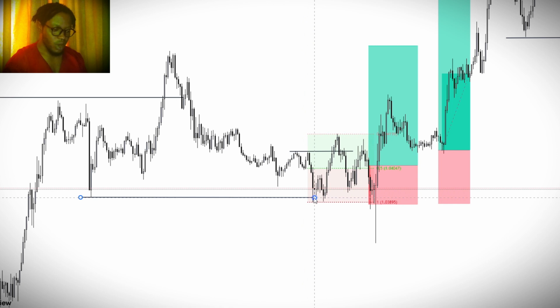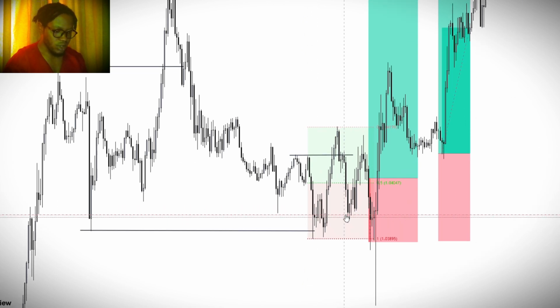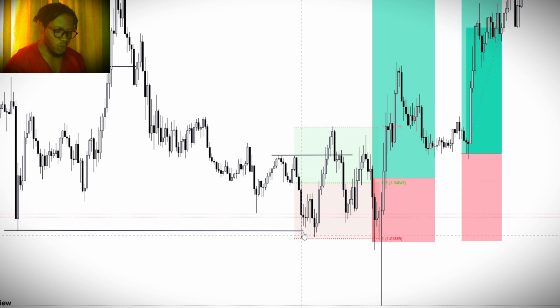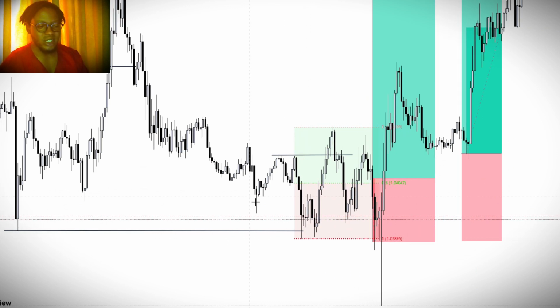you can see that this is a liquidity sweep right here below our flip zone. So this analysis is correct. I traded this based on my trading plan. I followed my trading plan.